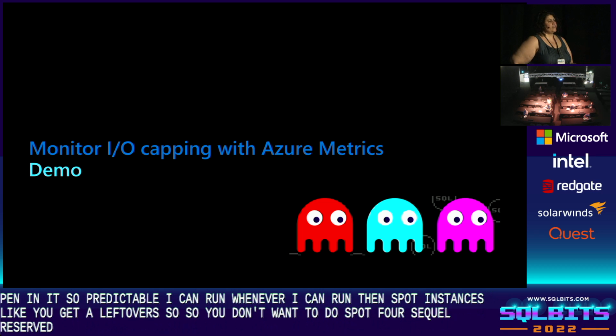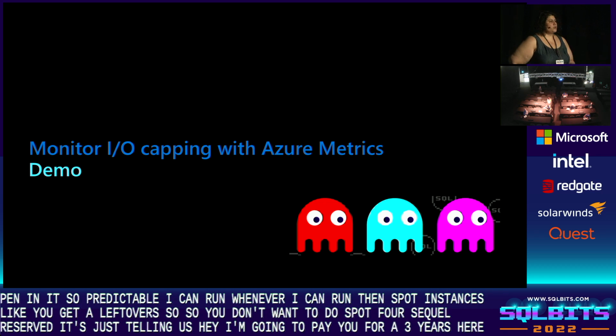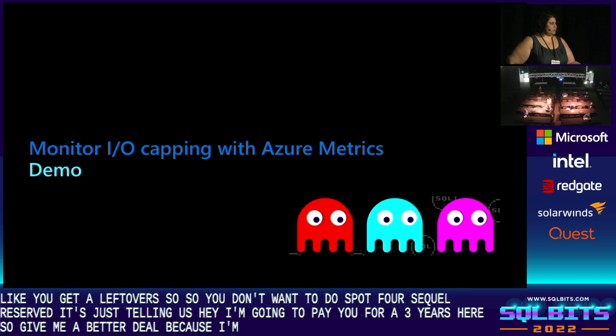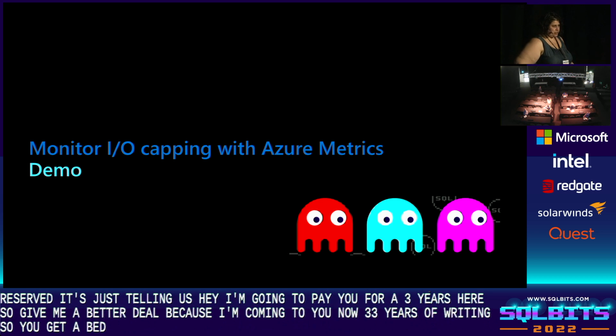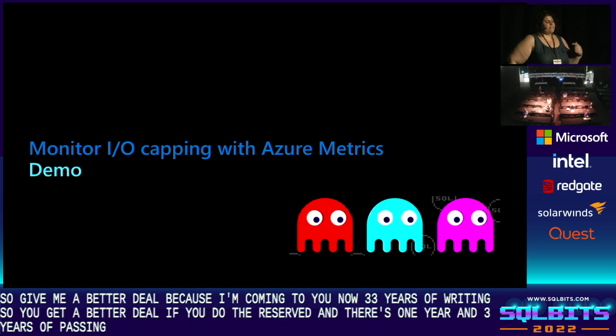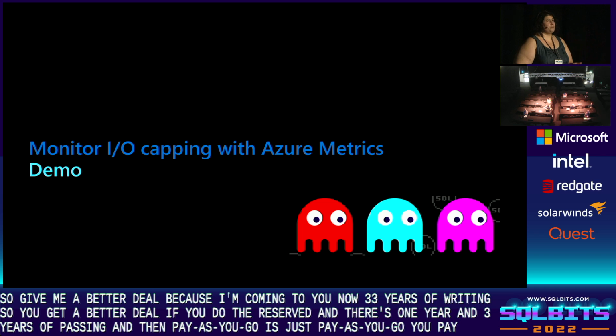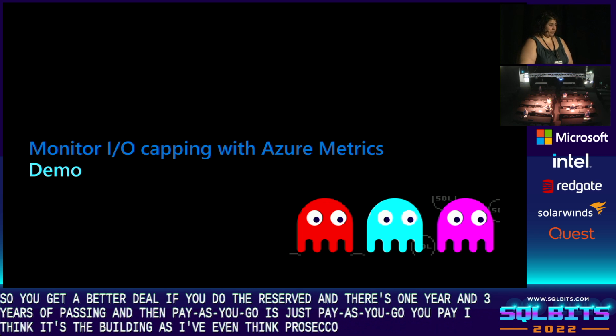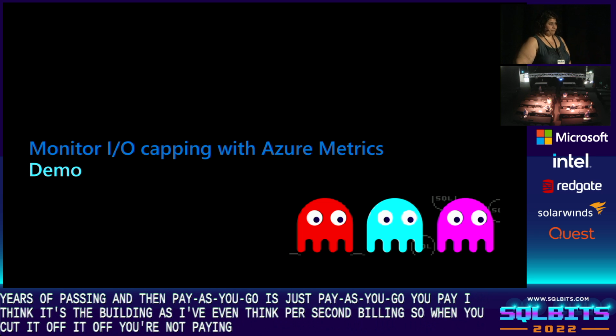Reserved is just telling us, hey, I'm going to pay you for 3 years here, so give me a better deal because I'm committing to 3 years of pricing. So you get a better deal if you do the reserved, and there's 1 year and 3 year reserved pricing. And then pay-as-you-go is just pay-as-you-go. I think the billing is even per second. So when you cut it off, it's off. You're not paying for it.